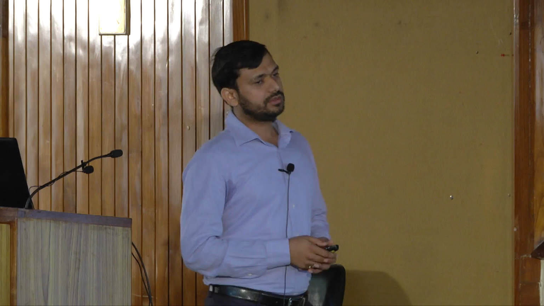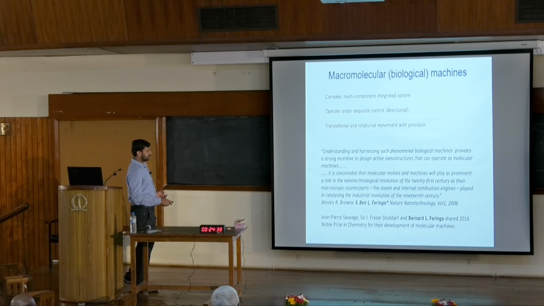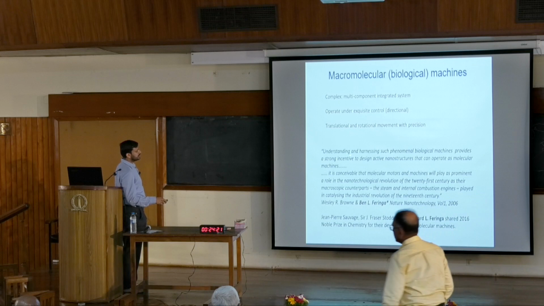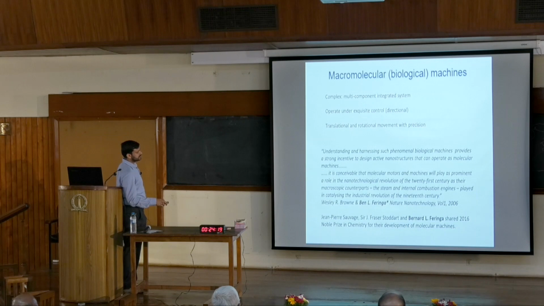Now, it is very essential to study these machines from a biological context, and also from the context of the chemist, as it provides a strong incentive to design nanostructures. This is a statement from a review written by Bernard Feringa, who shared the Nobel Prize last year for chemistry for the development of molecular machines, and he states, understanding and harnessing such phenomenal biological machines provides a strong incentive to design active nanostructures that can operate as molecular machines.